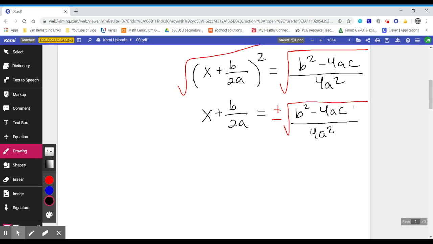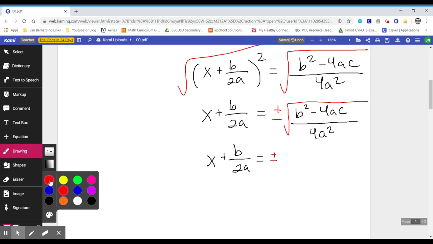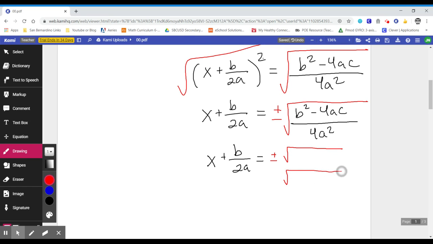Remember when you take the square root of something, you can split that square root into the top and the bottom. So I'm going to go ahead and do that. I'm not going to mess with the left-hand side yet. So x plus b over 2a is equal to, I still have a plus or minus here, and then I'm going to take the square root and move it to the top. And then I'm also going to have another square root on the bottom. So I'm going to split that into the fraction, right? The top is going to be the same thing, b squared minus 4ac. The bottom is going to be 4a squared.